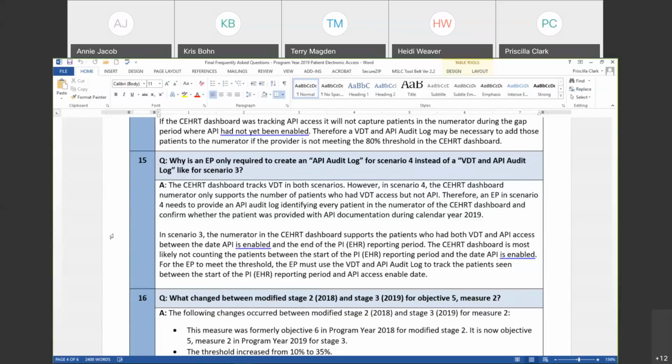In scenario 3, the numerator in the CERT dashboard supports the patients who had both VDT and API access between the date API is enabled and the end of the PI reporting period. The CERT dashboard is most likely not counting the patients between the start of the PI reporting period and the date API is enabled. For the EP to meet the threshold, the EP must use the VDT and API audit log to track the patients seen between the start of the PI reporting period and API access enable date.